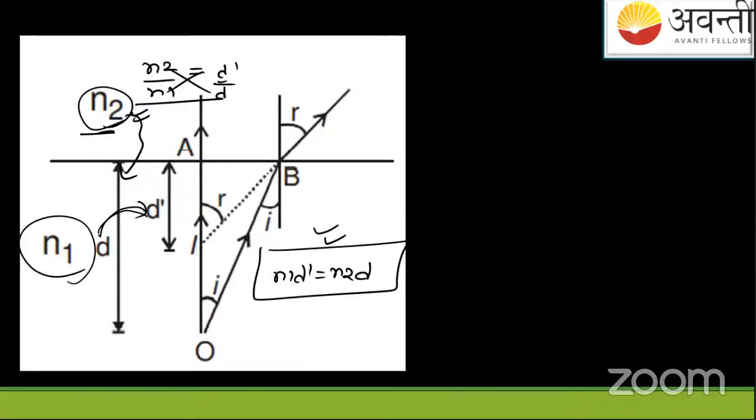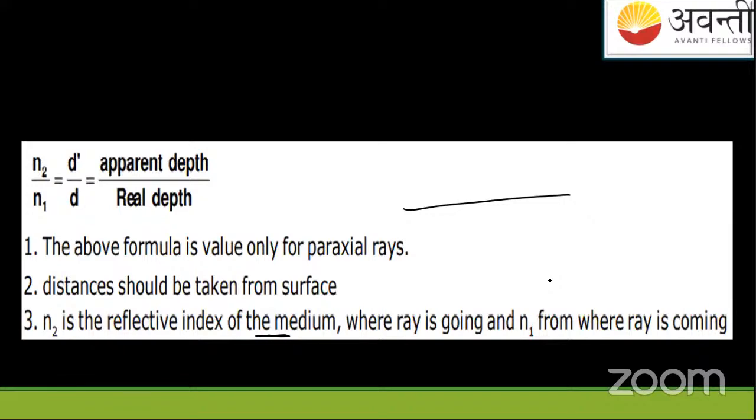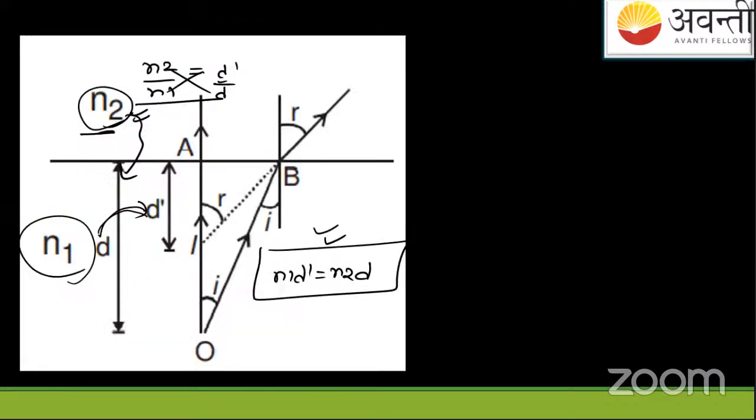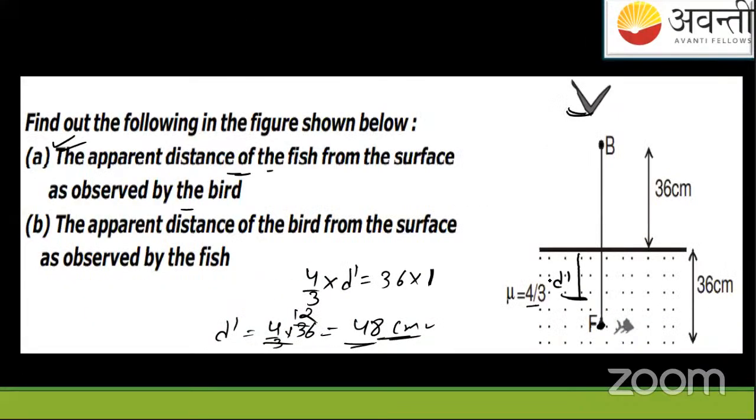N1 into D dash and N2 into D. So that's fine. What's the formula? N1, this is 4 by 3 into D dash if connected. This is the apparent depth. And N2 into D. N2 is the top one that is having the one medium. Yeah, fine. So you'll get the answer, this 48 centimeters.